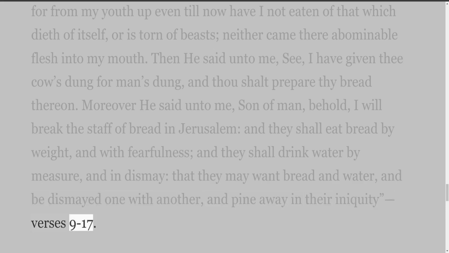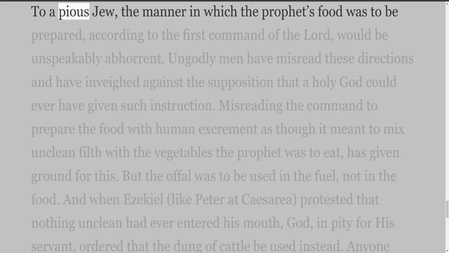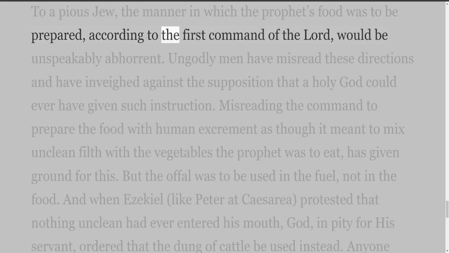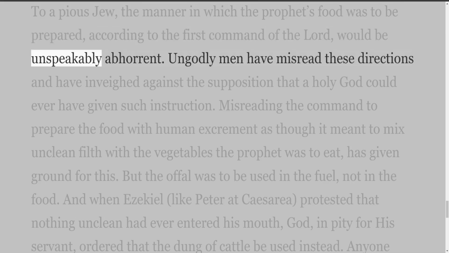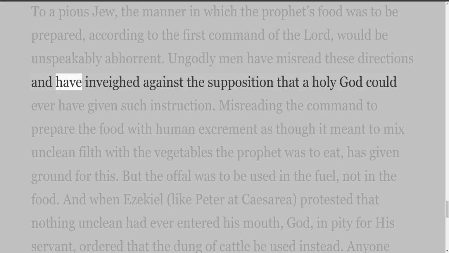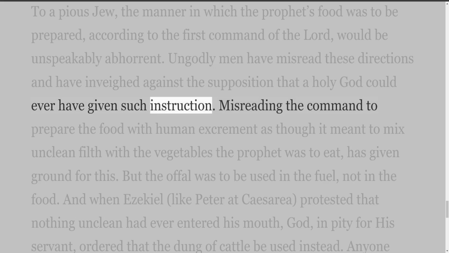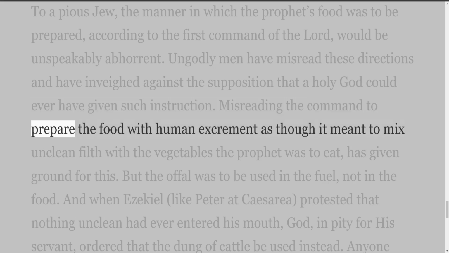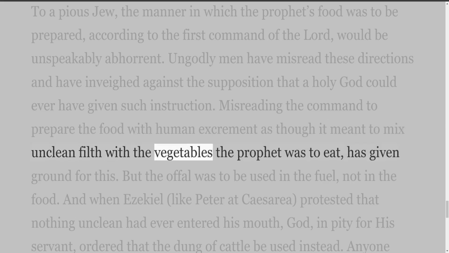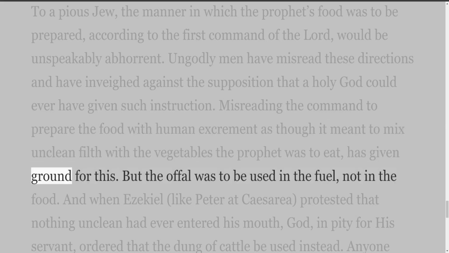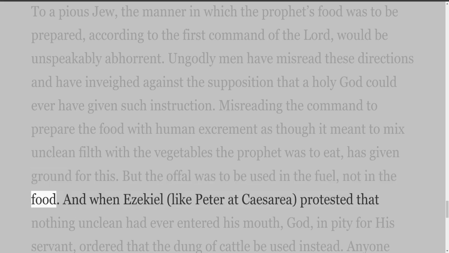Verses 9-17. To a pious Jew, the manner in which the prophet's food was to be prepared, according to the first command of the Lord, would be unspeakably abhorrent. Ungodly men have misread these directions and have inveighed against the supposition that a holy God could ever have given such instruction. Misreading the command to prepare the food with human excrement as though it meant to mix unclean filth with the vegetables the prophet was to eat, has given ground for this. But the offal was to be used in the fuel, not in the food.